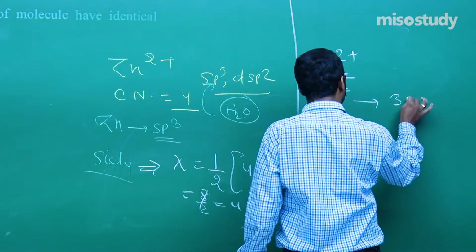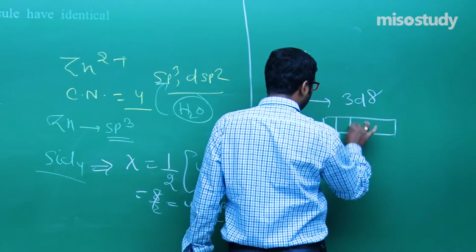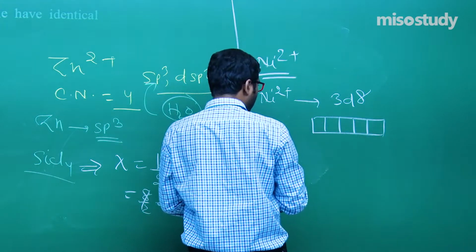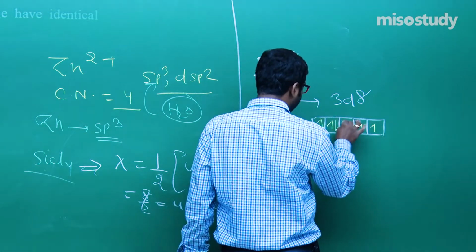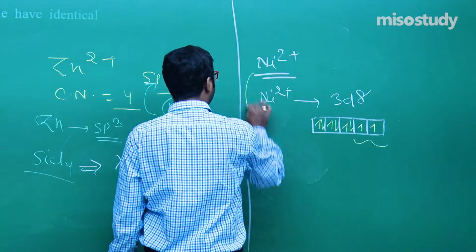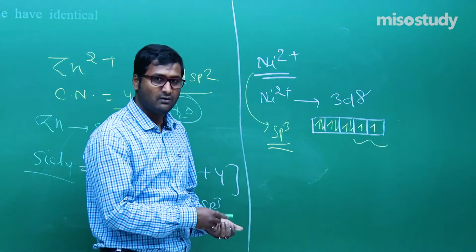So it can be represented like this: 3d8. Check it out. 1 2 3 4, 1 2 3 4 5. Clear? Put here 1, 2, 3, 4, 5, 6, 7, 8. Okay, now for NiCl4 there is also sp3 hybridization, because Cl is a weak field ligand.